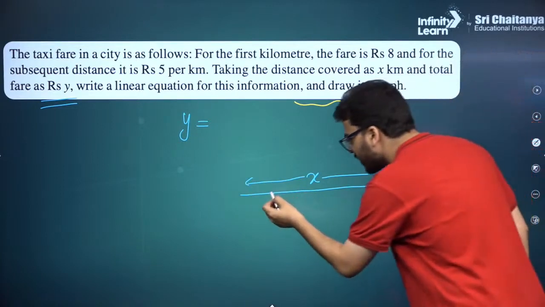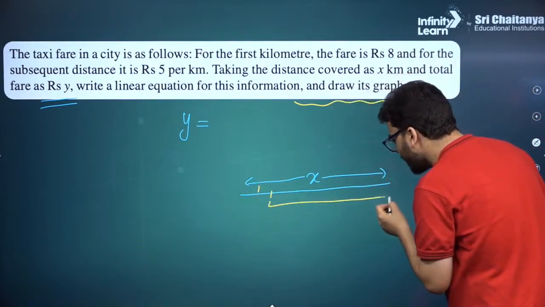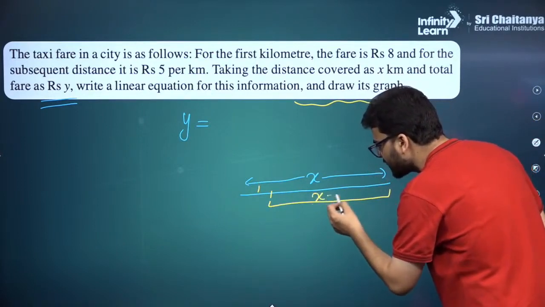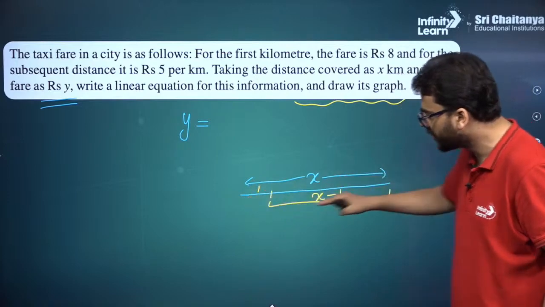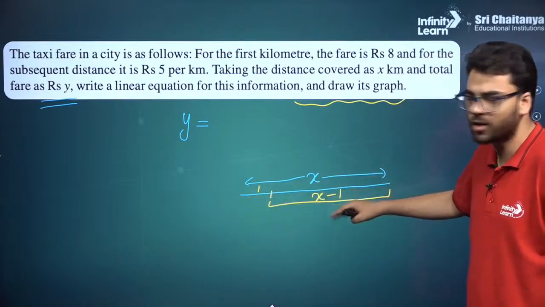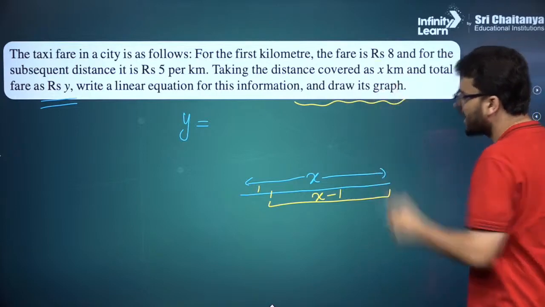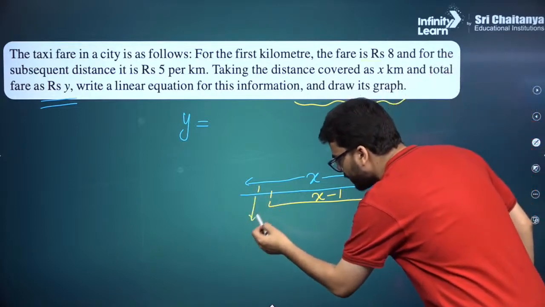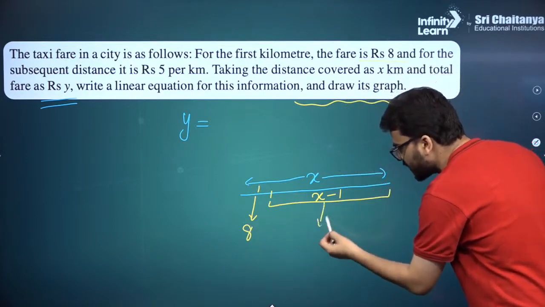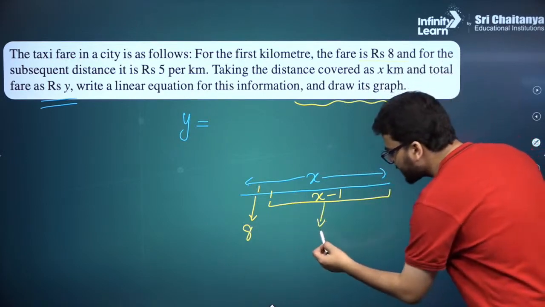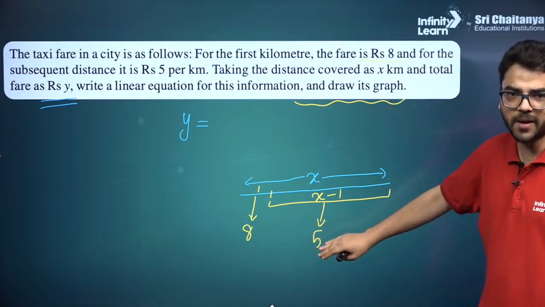Now for the first kilometer, suppose this is the first kilometer. So what is the remaining distance, guys? Remaining distance will be x minus 1 kilometer, or not? This is the first kilometer and the remaining distance is x minus 1 kilometer. For the first kilometer, the fare is rupees 8, and for the remaining distance, for the subsequent kilometers, it is rupees 5 per kilometer.